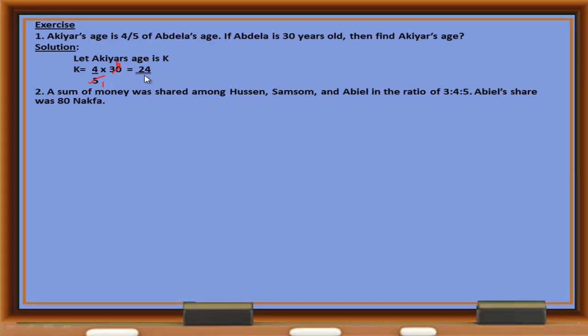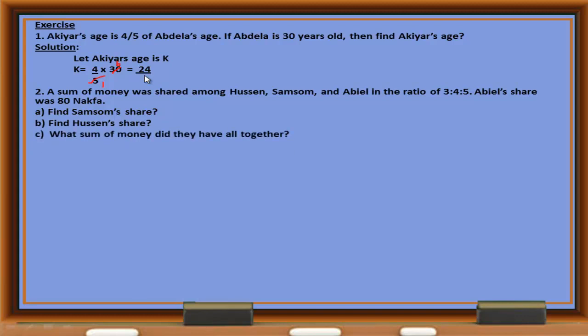Number 2. A sum of money was shared among Hussein, Samson, and Abel in the ratio of 3 to 4 to 5. Abel's share was 80 nafa. A. Find Samson's share. B. Find Hussein's share. C. What sum of money did they have all together?